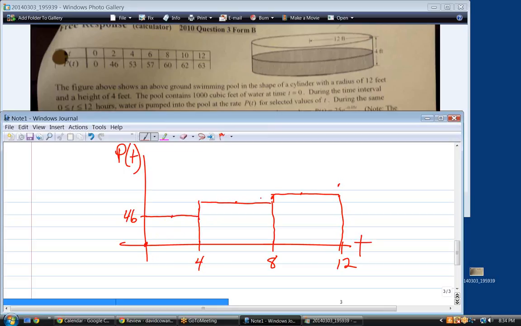When we have a derivative function and we want to know the total amount of water pumped in at a certain rate that changes over time, we take the integral of it, or approximate the area under the curve using this method. Well, this point right here is 46. This point right here is 57. And this point right there is 62. So what's the area? Just 4 times 46, 4 times 57, and 4 times 62. Just add them up. Okay, that's pretty straightforward.